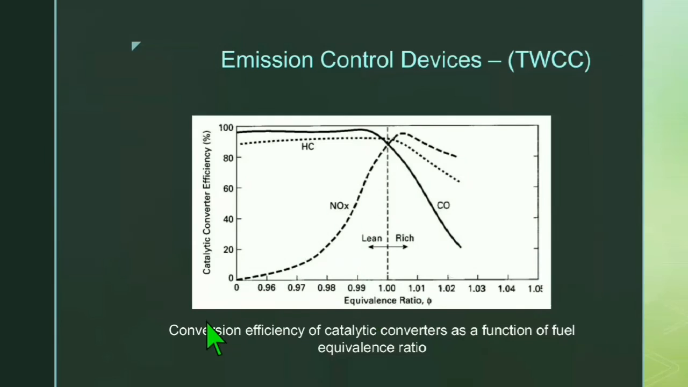This is the figure of conversion efficiency of catalytic converters as a function of fuel equivalence ratio. In the x-axis, we define the equivalence ratio. Here is the lean mixture, and here is the rich mixture. And in the y-axis, we define catalytic converter efficiency percentage. So there are three different lines. This is for hydrocarbon, this is for NOx, and this one is for carbon monoxide.